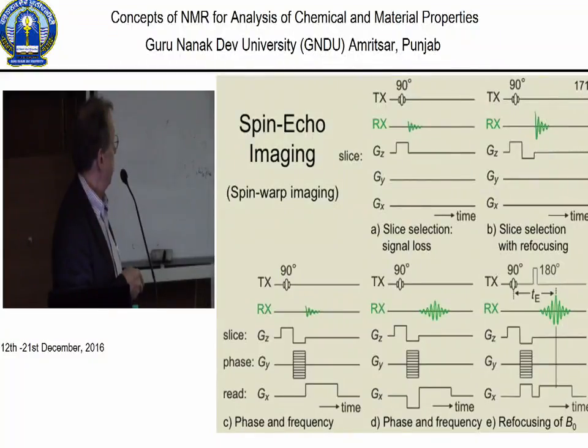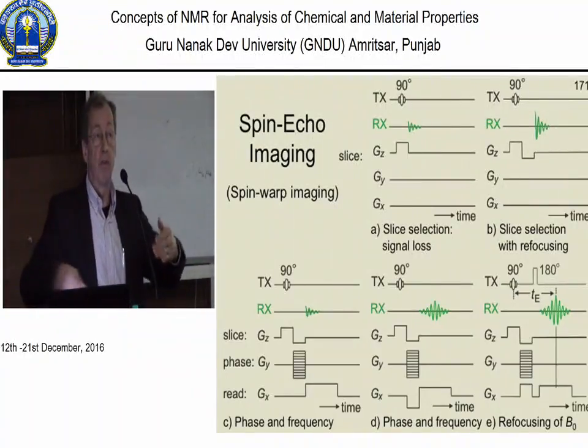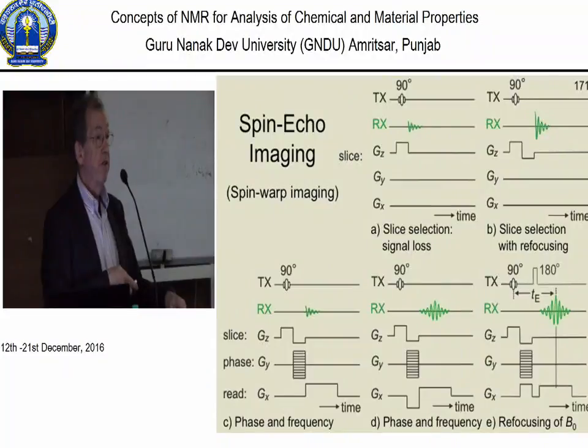Again, your signal is low because it decays now in the presence of the y gradient, and you're unable to record positive and negative frequencies. You want to have positive values of k-space and negative values of k-space. So what you want to generate is an echo.